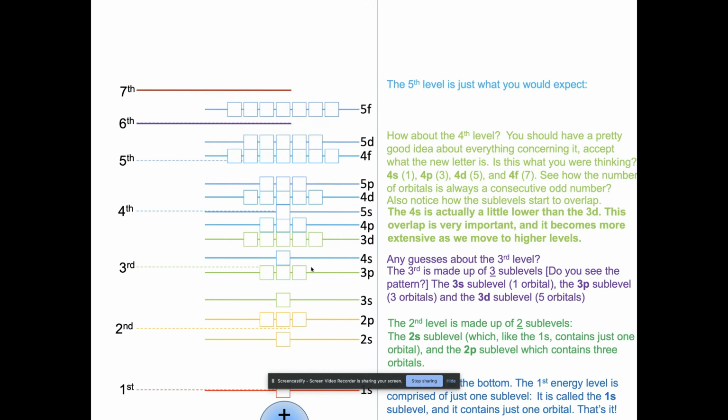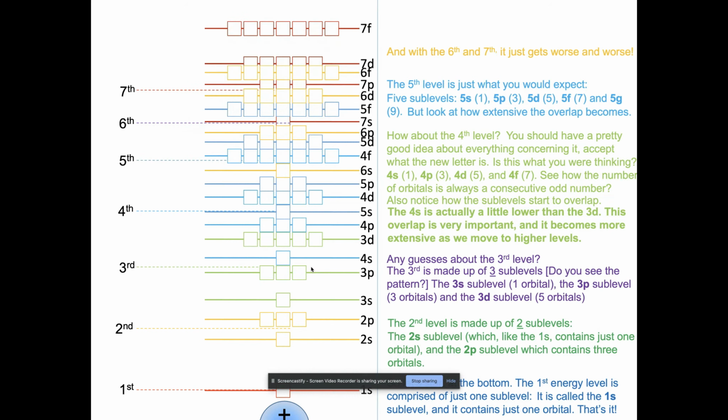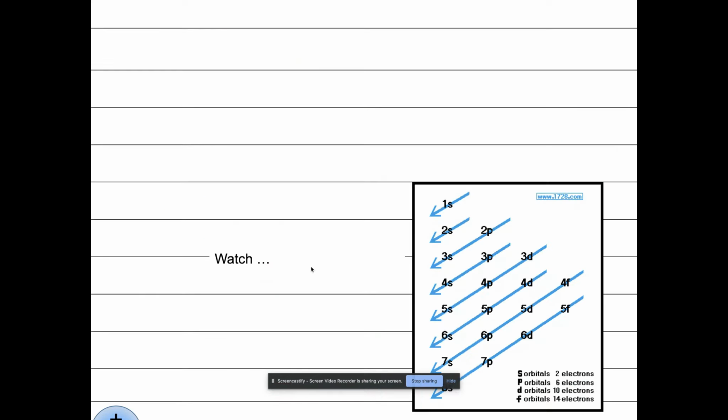The idea of it, remember, theoretically, there's g's at this point. We're not even showing them. And notice that as we go to the 6th and 7th energy levels, it starts to get really messy. And so we need a good method to understand how we fill in electrons, where they reside, so that they're in their most energetically stable configuration.